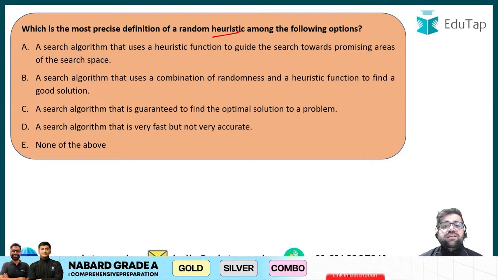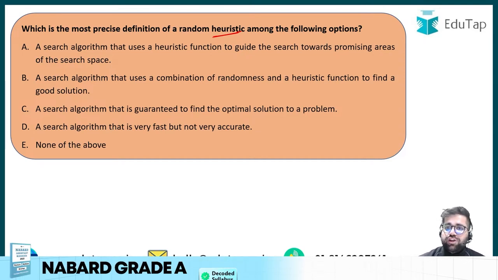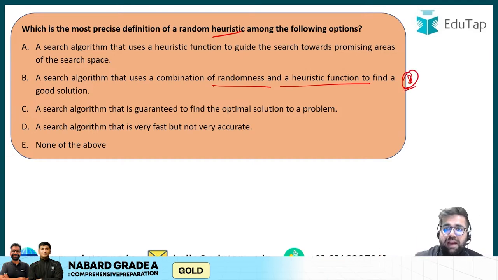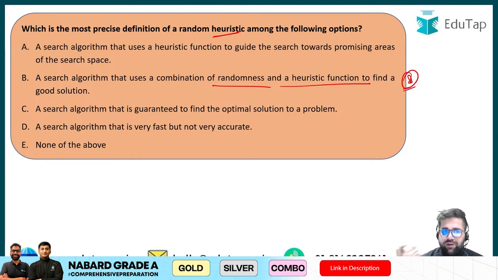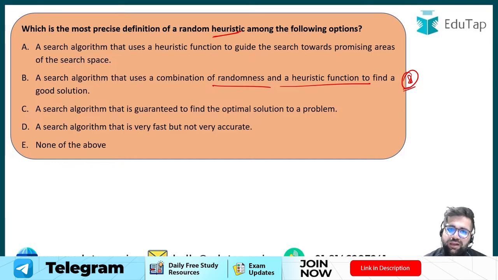But which of the following is the precise definition of random heuristic? A: a search algorithm that uses heuristic functions to guide the search towards promising areas of the search space. Definitely, to a certain extent, this makes sense. But if you read option B, a search algorithm that uses a combination of randomness and heuristic functions to find a good solution, this will be my right answer, because random heuristic was asked. If you read the question, you will come to know that the correct answer should be option B only. The rest of the options are not making any sense.